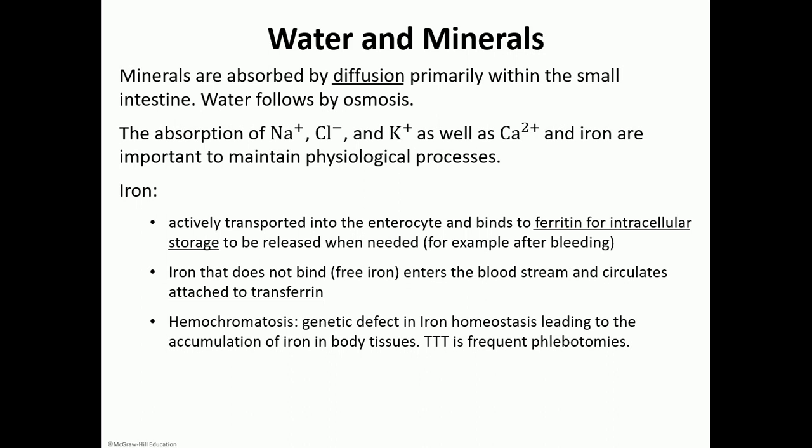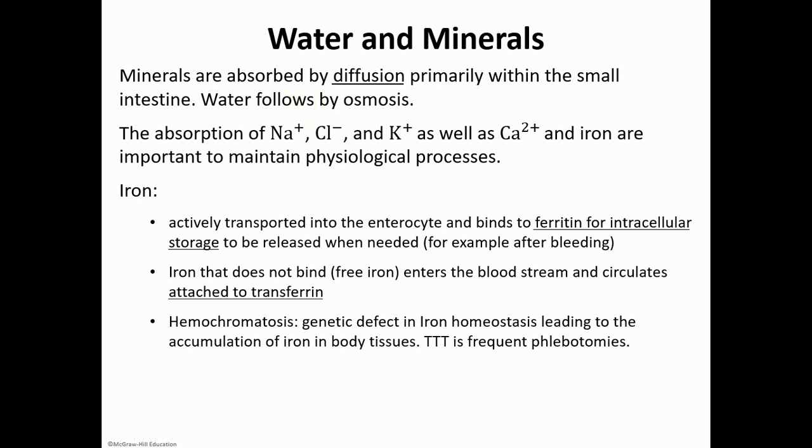For the absorption of water and minerals, minerals are absorbed by diffusion, and water is just going to follow by osmosis. Okay, most of the absorption of water and minerals happens in the small intestine. Okay, so the absorption of sodium, chloride, potassium, calcium, and iron, for example, has a lot to do with the homeostasis of these different ions, and depending on the needs of the body, we can either increase or decrease the absorption of these ions from the intestine.